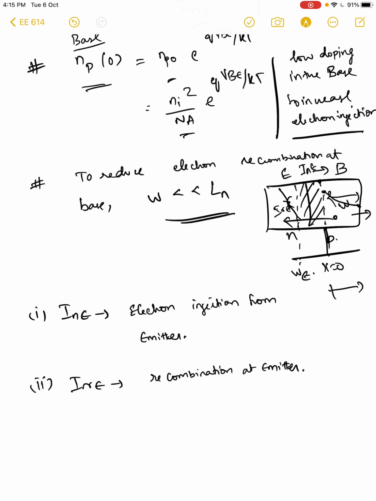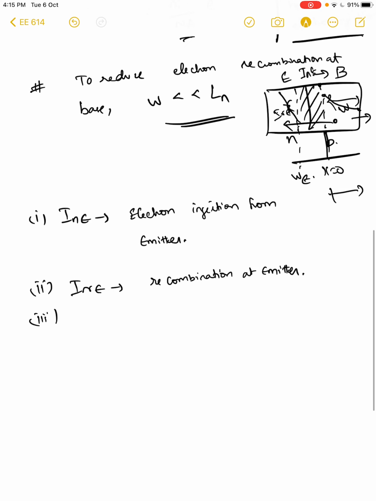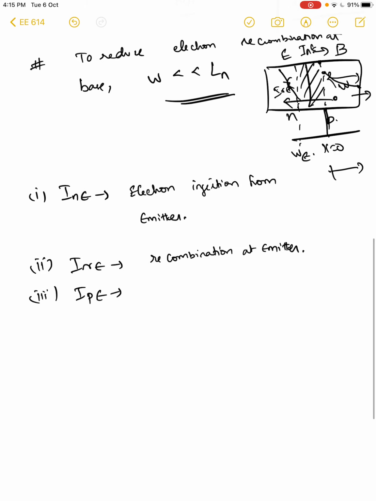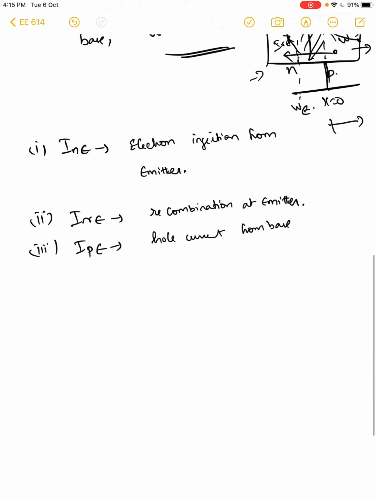This is IRE. Third component is IP. So this is the normal hole current into the PN junction, so basically you have the hole current from base. This is a normal PN junction, right? So here you have electron injection, you have hole injection, and you have some recombination. These are the three parts from this emitter base junction. Now we have the fourth, just simple recombination at the base.